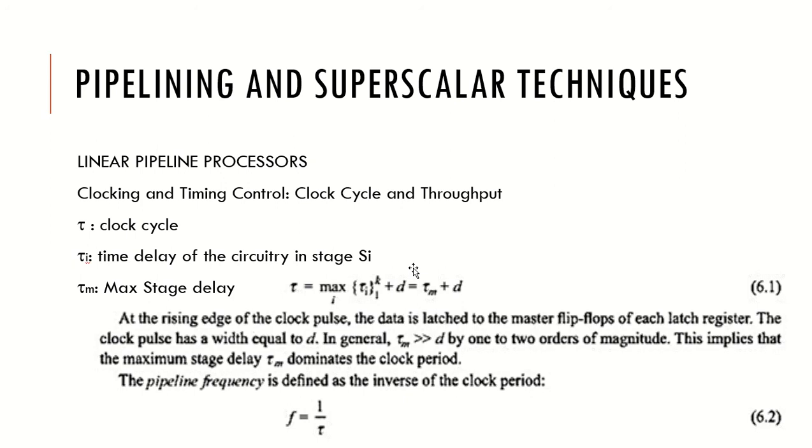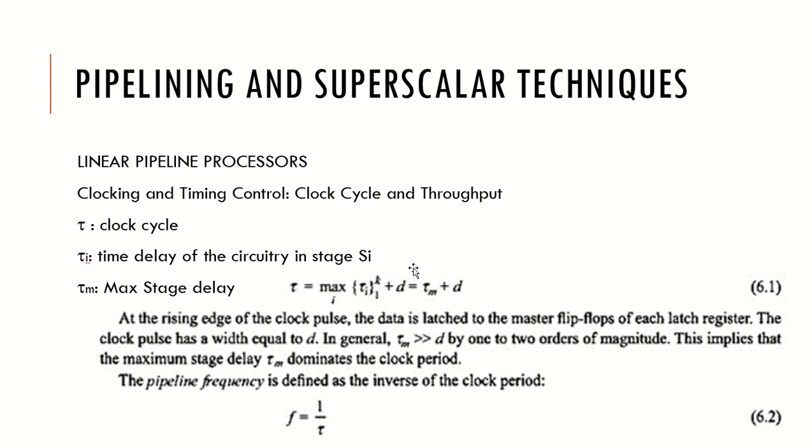Then in general, you can be sure that this D value, which is the width of the clock pulse, is actually too small compared to the maximum stage delay. So you can even neglect that particular value, D. When you say that the clock cycle is equal to maximum stage delay plus D, where D is the width of the clock pulse, you can be sure that the maximum stage delay is too huge compared to D.